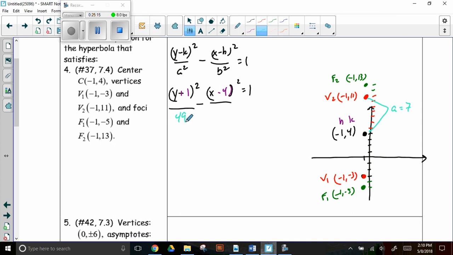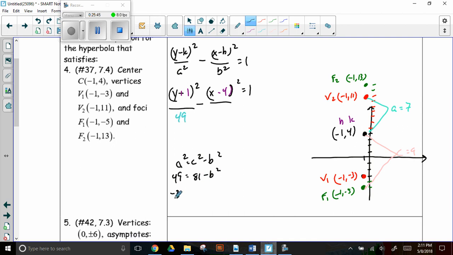Now, we don't know b squared right away, but we do know the distance between the center and your focus equals c. And the distance from 4 to negative 5, or 4 to 13, is 9. And so if we use the equation a squared equals c squared minus b squared, we know that a squared is 49, we know that c squared is 9 squared, which is 81, and we know that b squared is what we're going to be solving for.